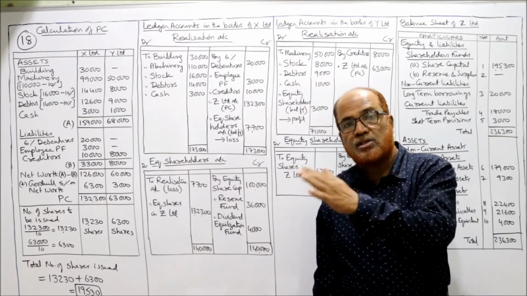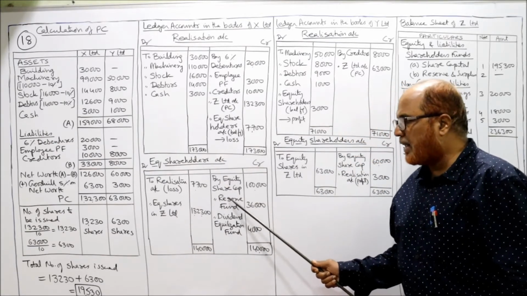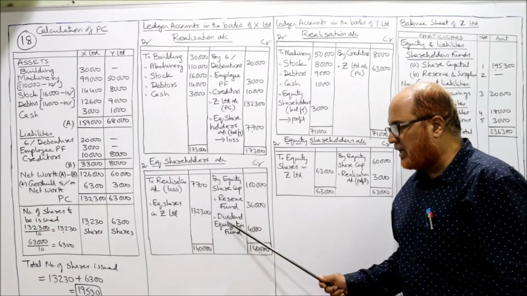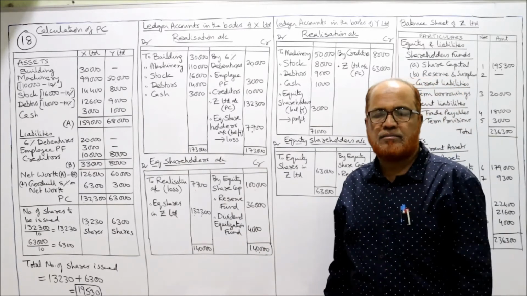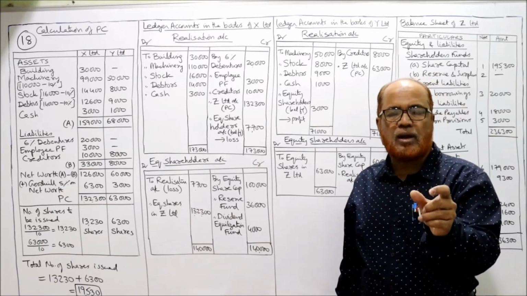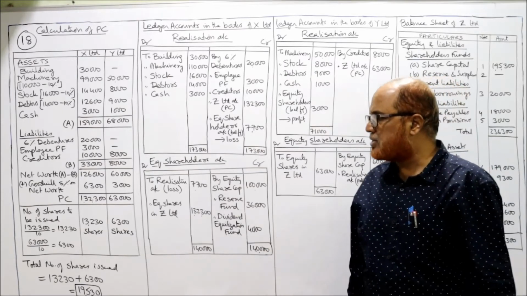तो इक्विटी शेयर होल्डर्स अकाउंट को क्रेडिट करेंगे बाय इक्विटी शेयर कैपिटल 1 लाख, by reserve fund 36,000, by dividend equalization fund 4,000. Chaliye, all the capital and all reserves are transferred to equity shareholders. Now we'll find out the balance.